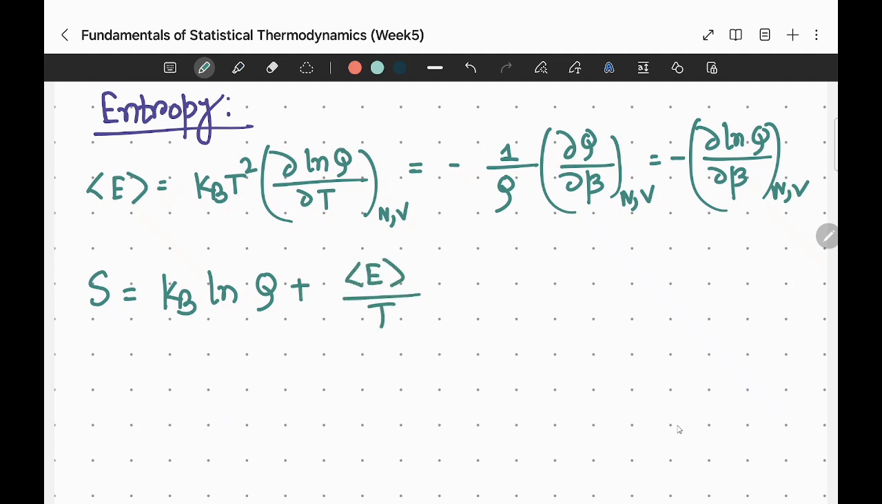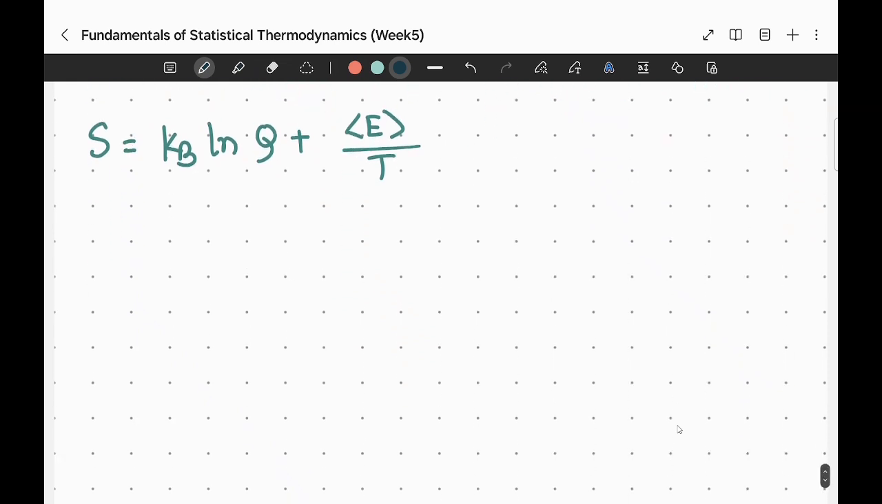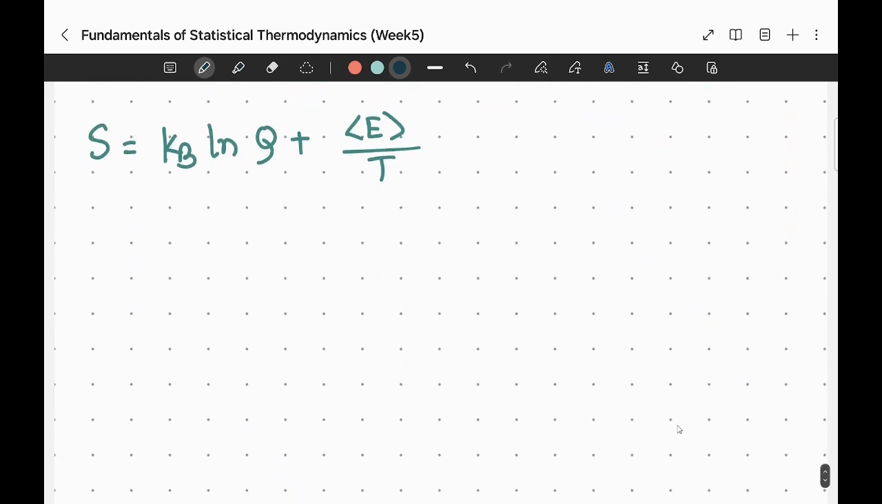Can you argue how this can be derived or understood? Why should it be this formula, the entropy formula? Why is it kB ln Q plus E average by T, or internal energy by T? I have a problem in the last part. Why is it adding that? So this derivation is not very much straightforward. Let me give some idea.